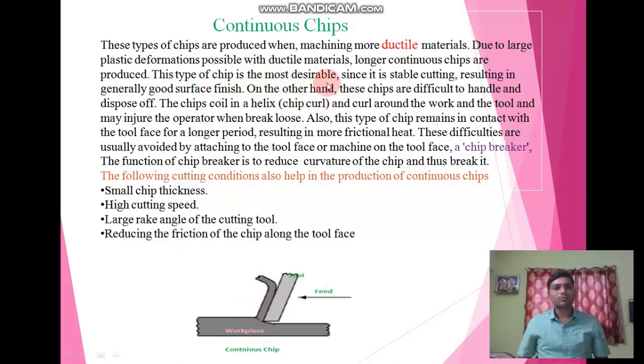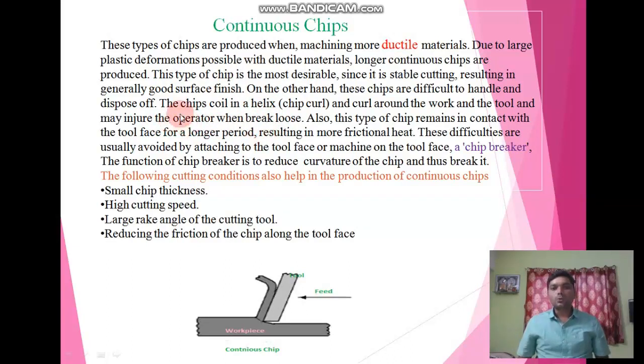So these chips are most desirable, and here we get stable cutting, and as a result we get a good surface finish of the workpiece. But on the other hand, there is one disadvantage of this type of longer or continuous chips: because of this longer nature it will form a curly shape, and when this curly shape breaks it may injure the operator.